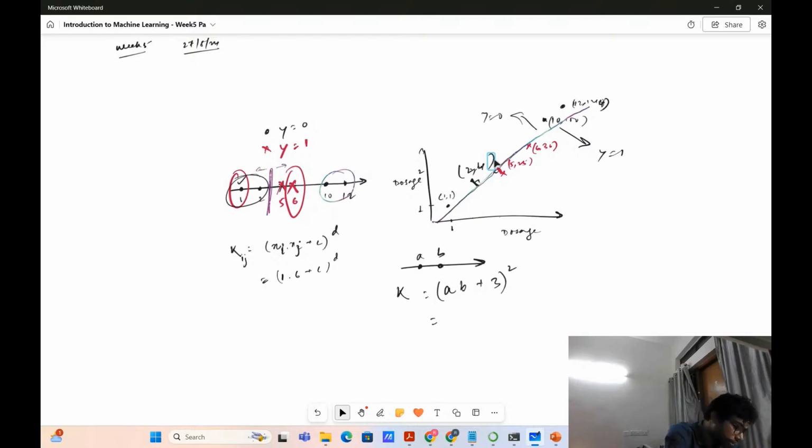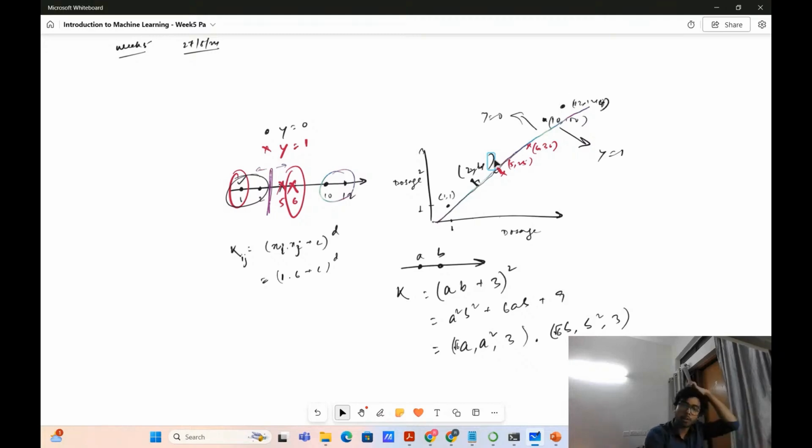Now, what will be the kernel value for these two examples? If you just square it, it's simple: a square b square plus 6AB plus 9. Now you can write this as a dot product. There should be some factor of root 6 over here.